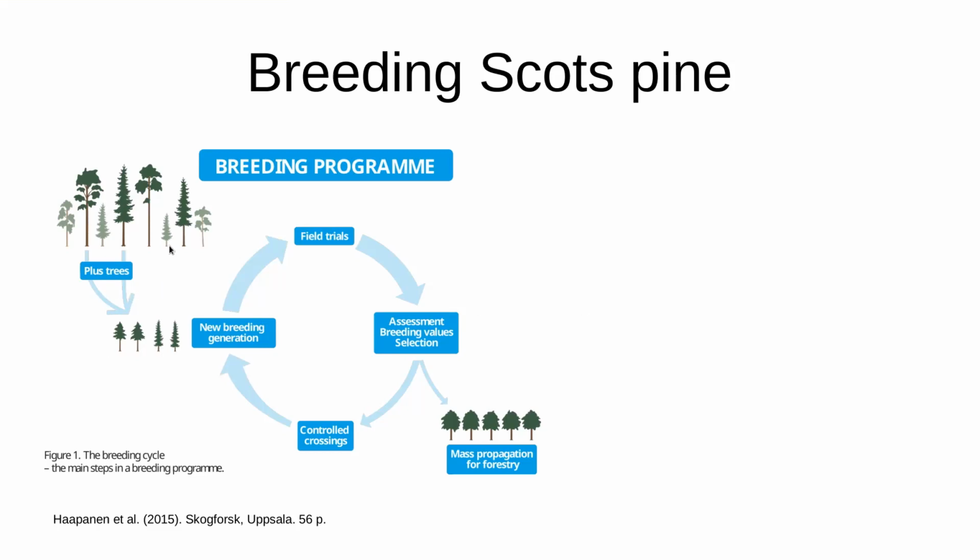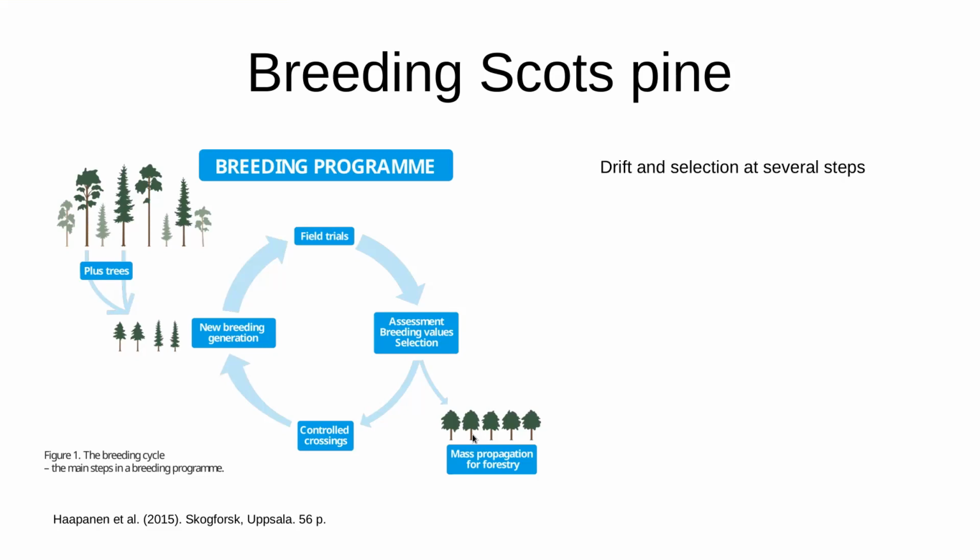First, from natural populations, trees of high quality called plus trees are selected based on their phenotypes. These were tested with open pollinated progeny. The genetically best plus trees were then crossed, and their progenies are now in field trials. Seed orchards will be established based on these trials and used for mass propagation in forest trees. The best trees will be retained and used in controlled crossings, and the cycle will be repeated.